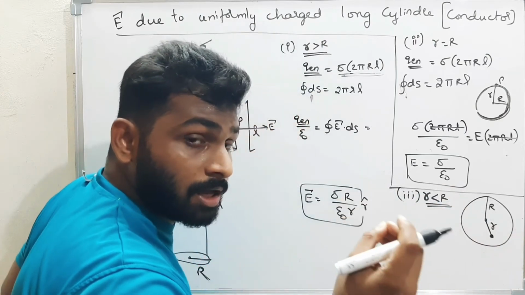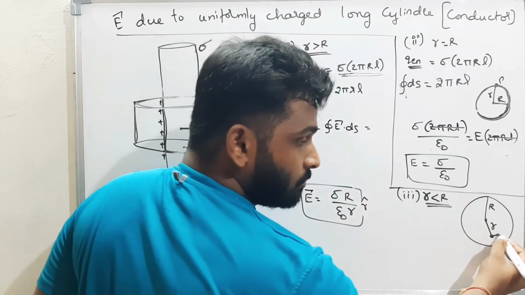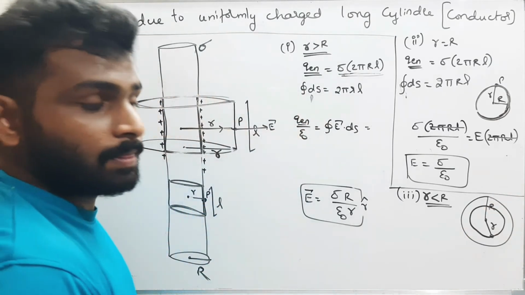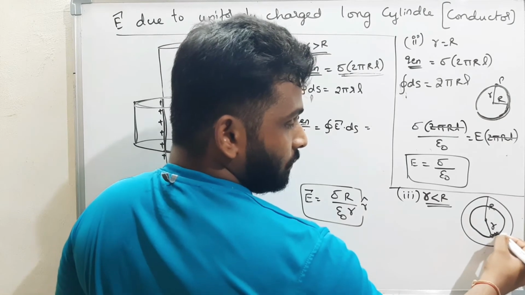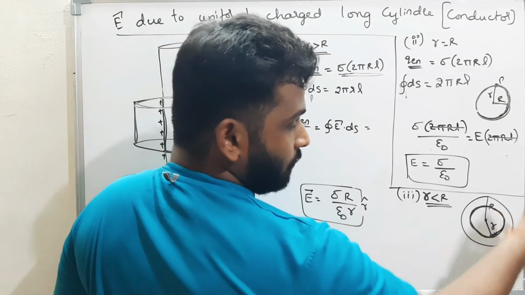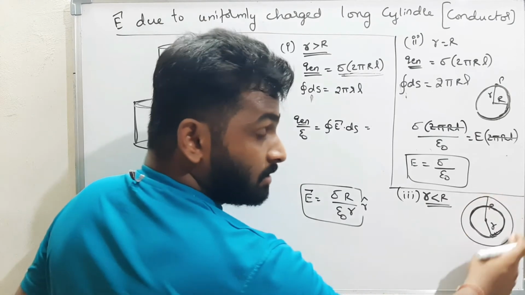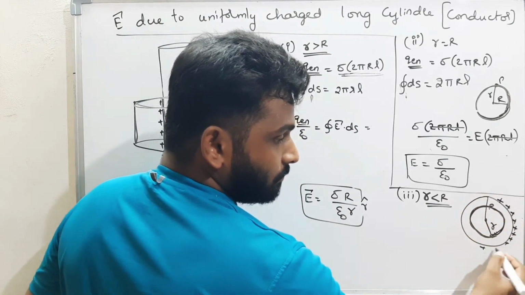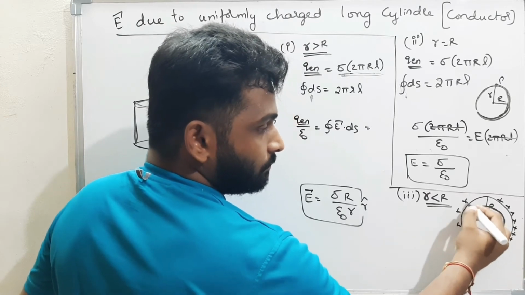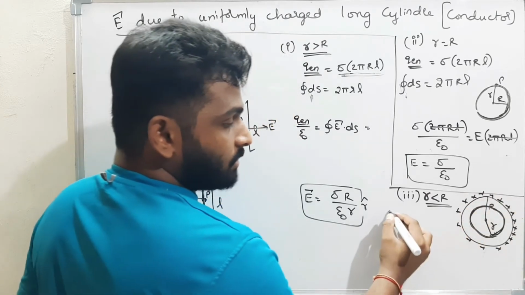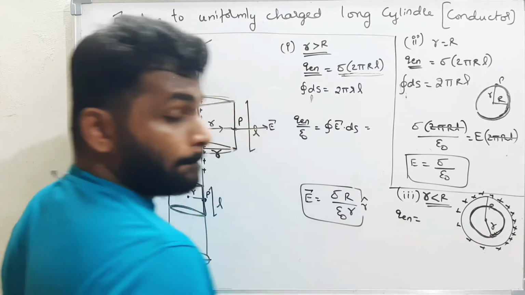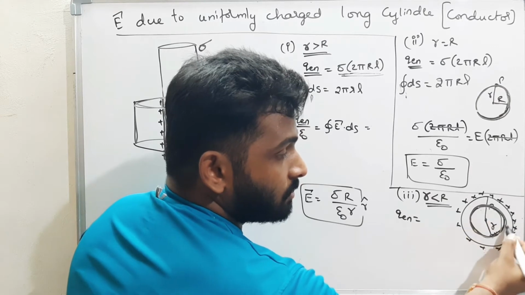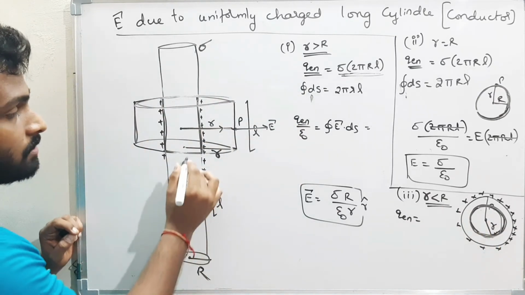Always the Gaussian surface has to pass through this point P. If I am assuming a Gaussian surface like this, this is a Gaussian surface. Okay. Now this is a conducting cylinder, right? Therefore the charge will be only on the surface. Now what is the charge enclosed? First one. What is the charge enclosed? This is the Gaussian surface. Now what is the charge present in this Gaussian surface? Now this is a Gaussian surface.